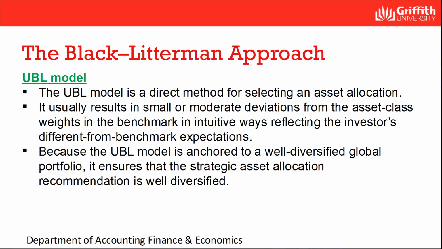The UBL model is a direct method for selecting an asset allocation. It usually results in small or moderate deviations from the asset class weights in the benchmark in intuitive ways reflecting the investor's different from benchmark expectations. Because the UBL model is anchored to a well-diversified global portfolio, it ensures that the strategic asset allocation recommendation is well diversified. This model allows investors to formally recognize constraints in optimization and is thus more important in practice.